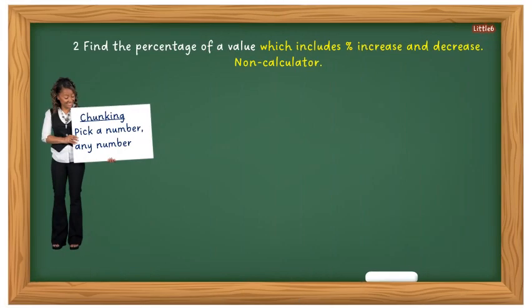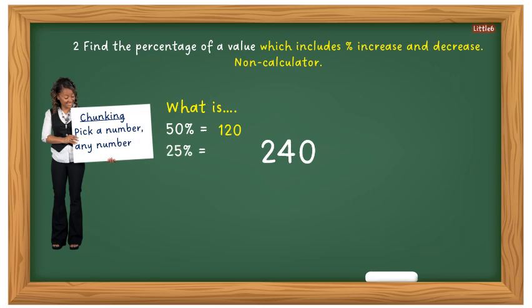Let's find the percentage of a value, which includes percentage increase and percentage decrease. And we're going to do this part without a calculator. This is what is known as chunking. So let's pick a number, any number. Let's take 240. So what is 50% of 240? Well, it's 120. What's 25%? Well, that's half of 120, which is 60.